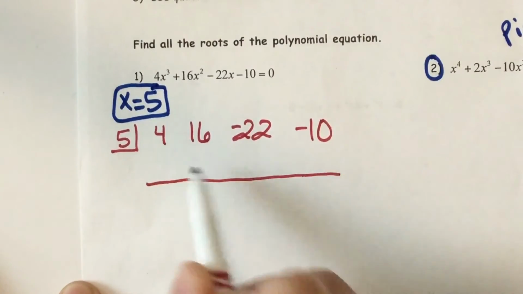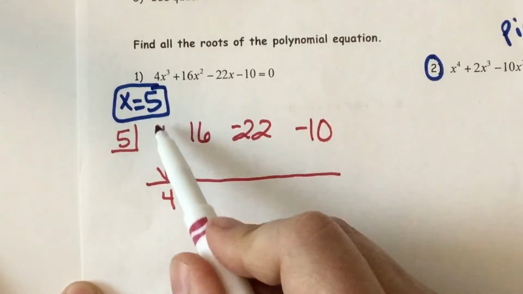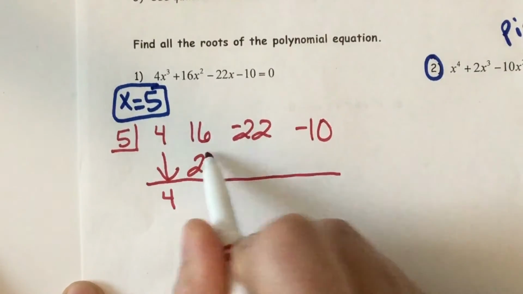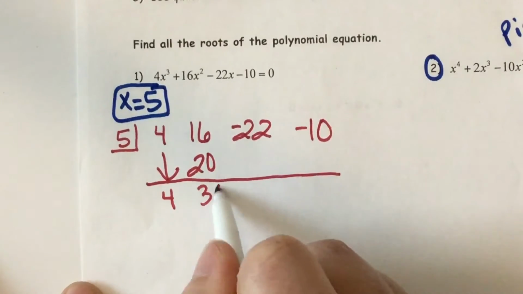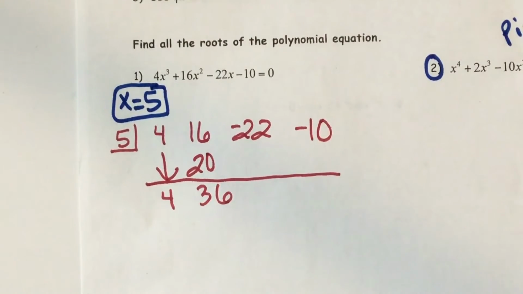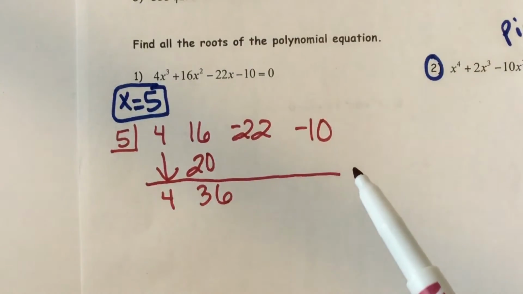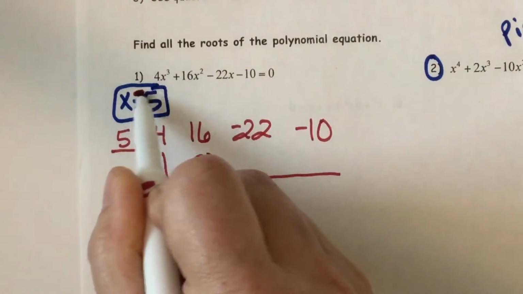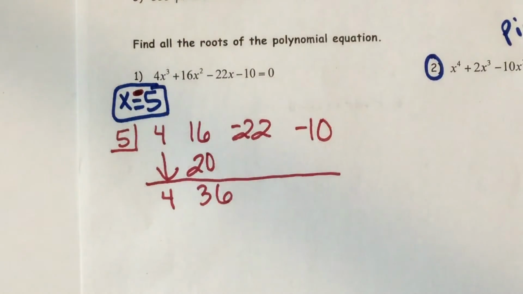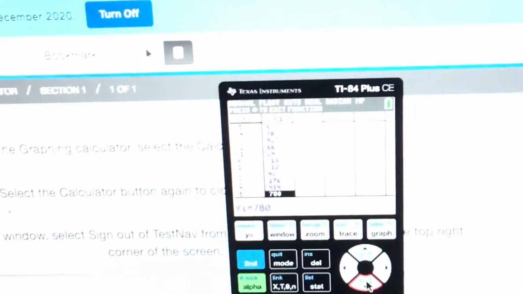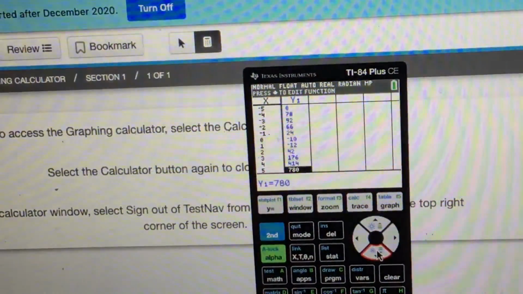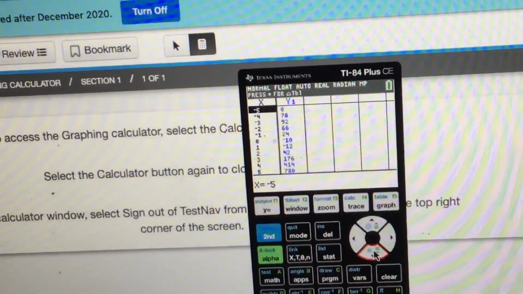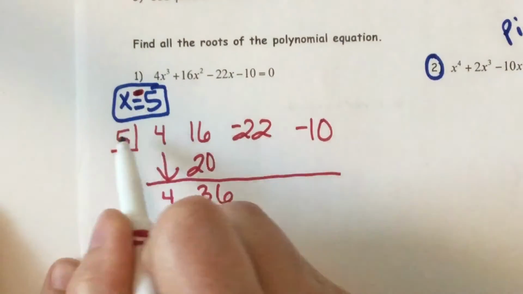All right, so I bring down the first number, and then multiply 5 times 4. Add these together. That's 36. Multiply. We've got, did I do something wrong? Oh, it was a -5. Ooh, so close. That was a -5, remember? I'm sorry. So if I look back at my calculator, it was a -5 up here, not a +5. So -5. All right, so this is a -5.